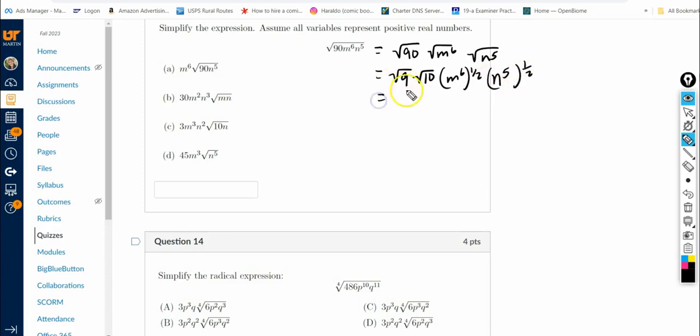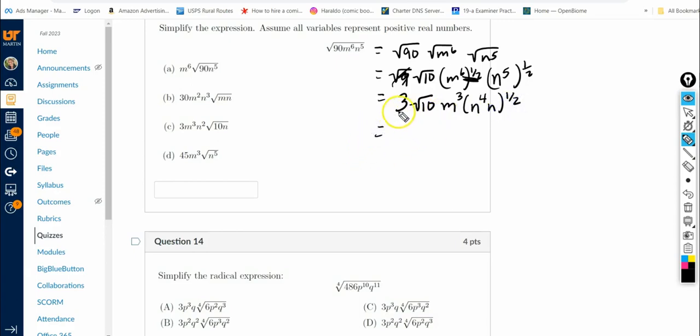So here I'm going to have square root of 9 is 3. Then we have times square root of 10. I can't break that one down anymore. If I multiply, 6 times 1/2 is 3. So I get m cubed. And now, if I multiply, I get 5 halves. So what I need to do here is to rewrite 5 so I can get an even number in there. So I'm going to rewrite that as n to the 4th times n.